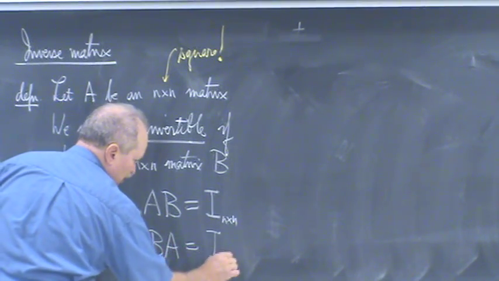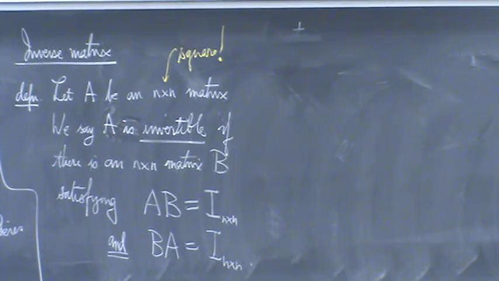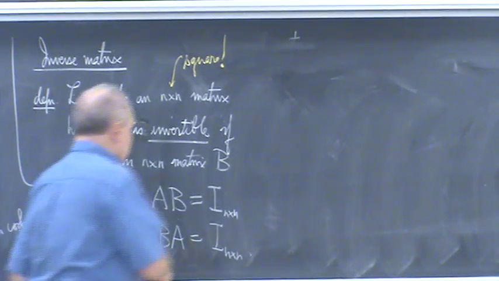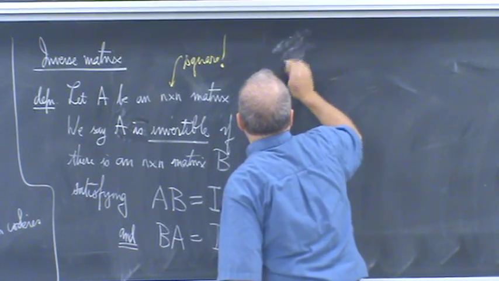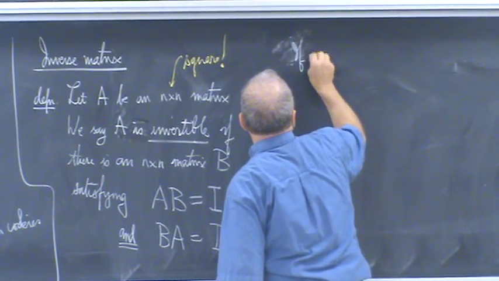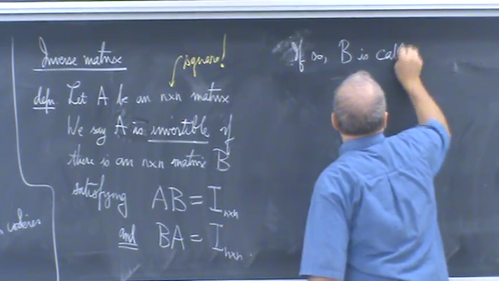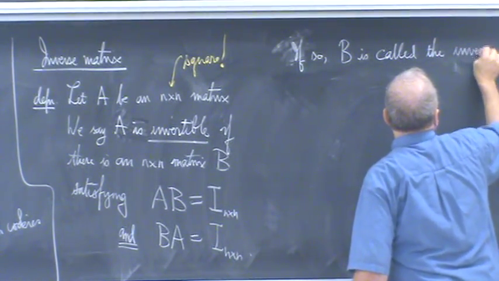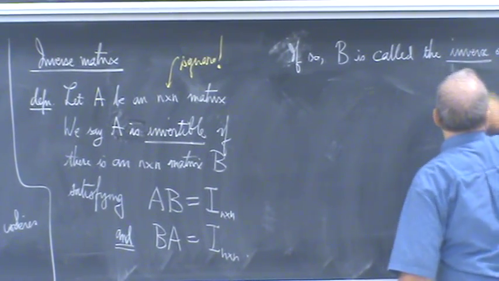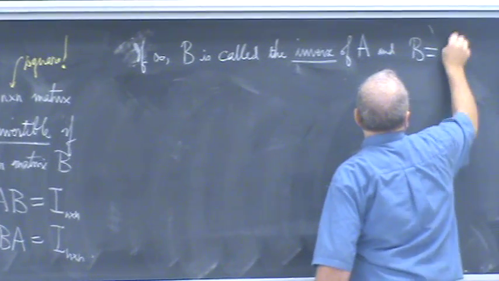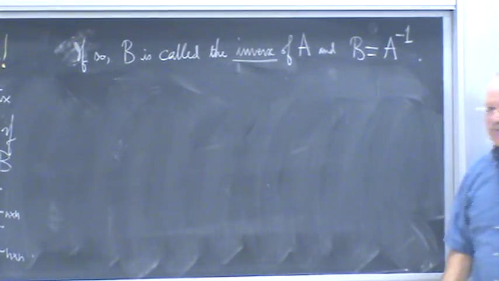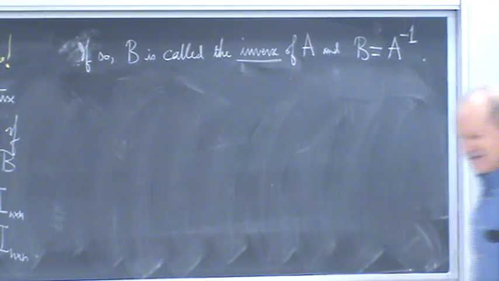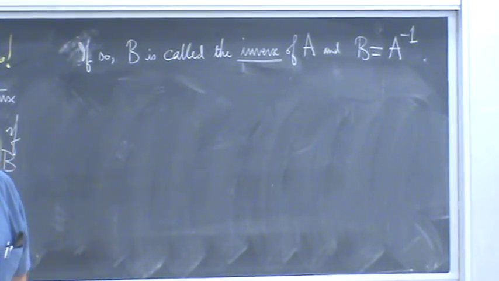If you remember your pre-calculus from high school, when you did inverse functions, you had to be able to compose in both orders to get back to your original x. So if there is such a B, B is called the inverse of A, and you write A to the negative 1. It does not mean 1 over, please. There is no such thing as 1 over a matrix or 1 over a vector.